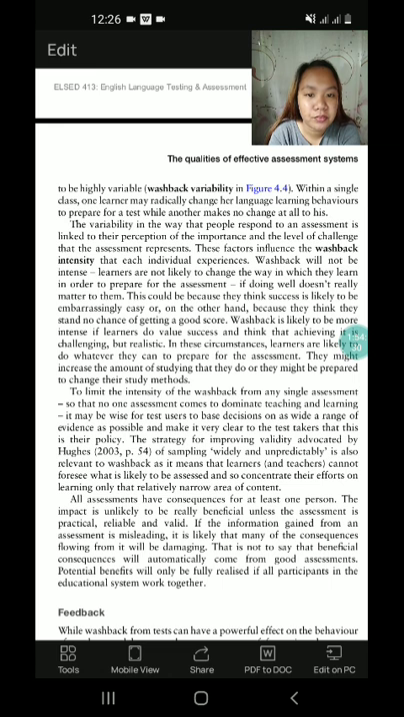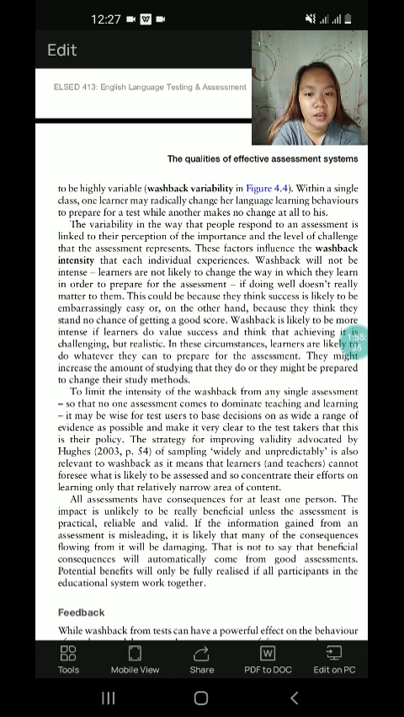To limit the intensity of the washback from any single assessment, so that no one assessment comes to dominate teaching and learning, it may be wise for test users to base decisions on as wide a range of evidence as possible and make it very clear to the test takers that this is their policy. The strategy for improving validity advocated by others is relevant to washback, as it means that learners and teachers cannot foresee what is likely to be assessed and so concentrate their efforts on learning only that relatively narrow area of content.